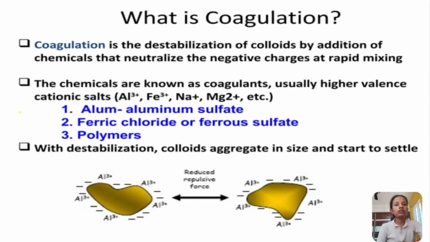What is coagulation? Coagulation is the destabilization of colloids by addition of chemicals that neutralize the negative charges at rapid mixing. The chemicals are known as coagulants, usually higher valence cationic salts Al3+, Fe3+, Na+. First one is aluminum sulfate, ferric chloride or ferrous sulfate, polymers.